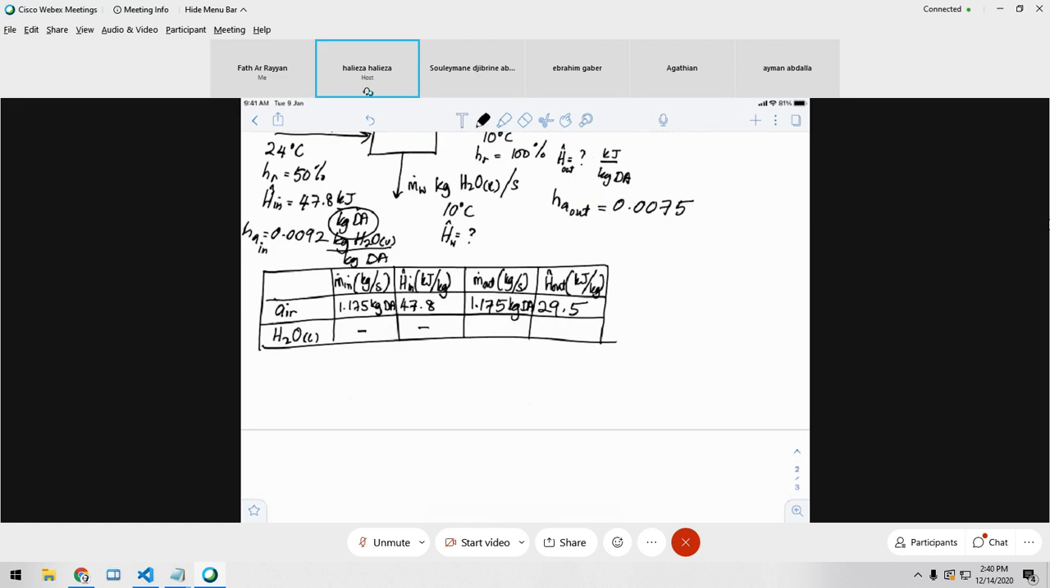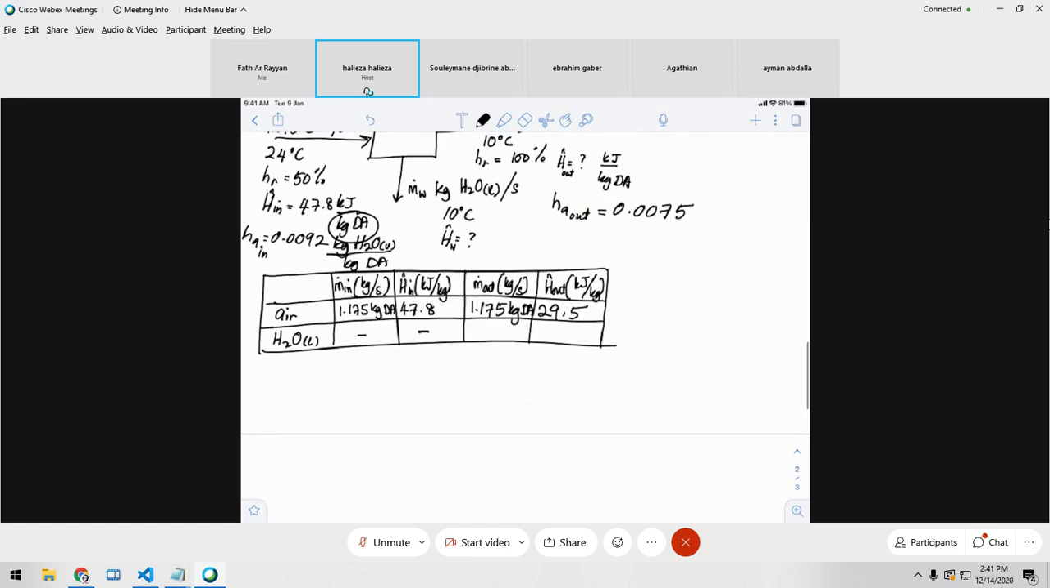Part of it has been condensed. Yes, thank you very much. Your water vapor has already condensed. So now we're going to calculate that amount. How much of that water condenses out? What's the amount of water that condenses out? So do our water balance.